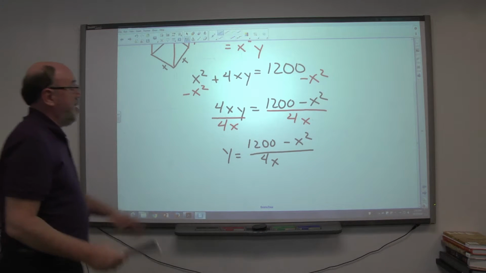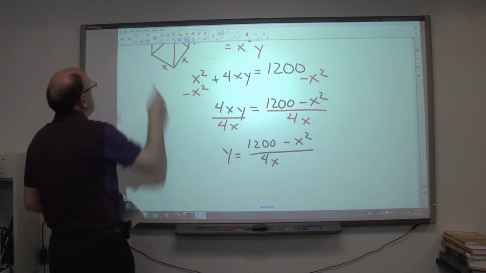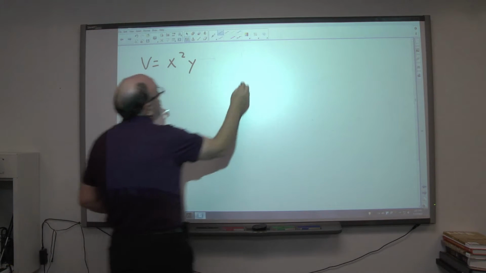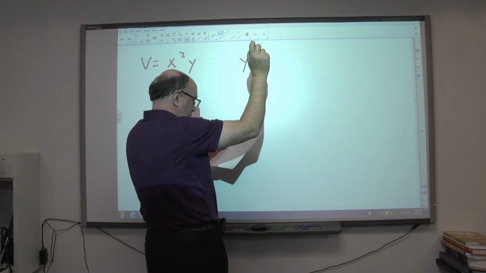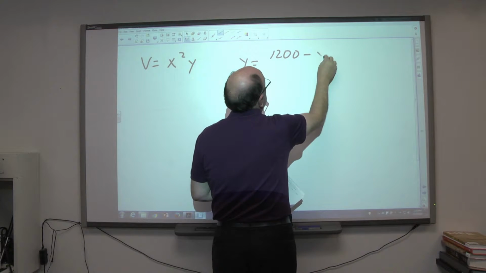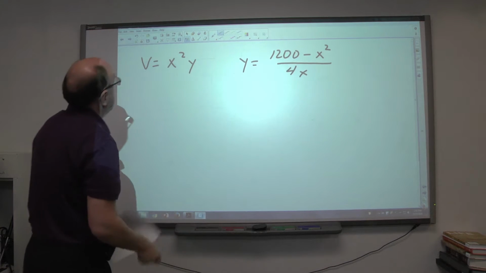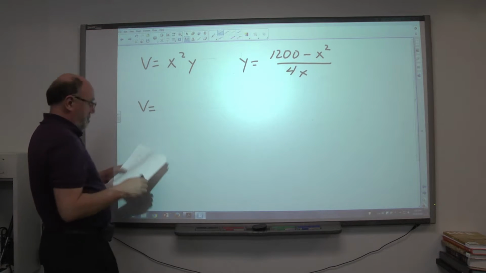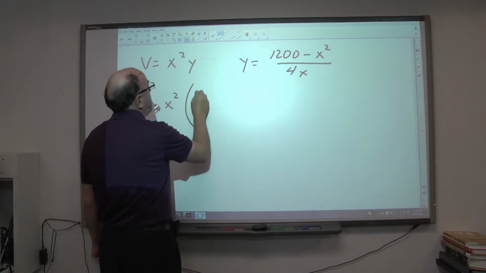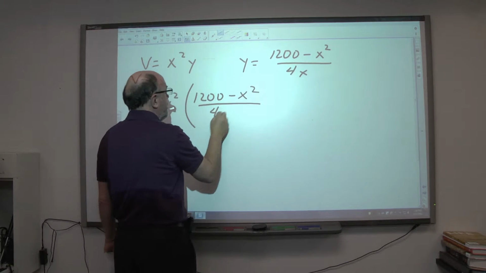So now we're going to take this and plug it into our volume equation. So we had V equal to x squared y. We had y was 1200 minus x squared over 4x. So V is going to equal x squared times 1200 minus x squared over 4x.